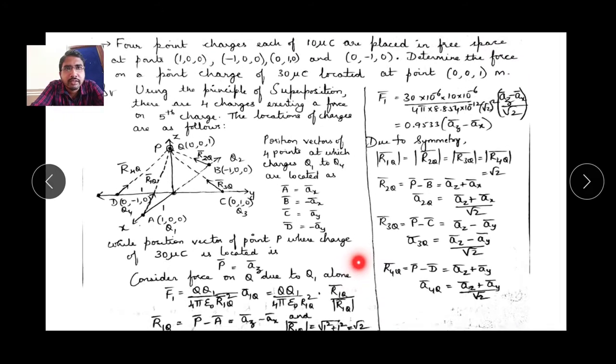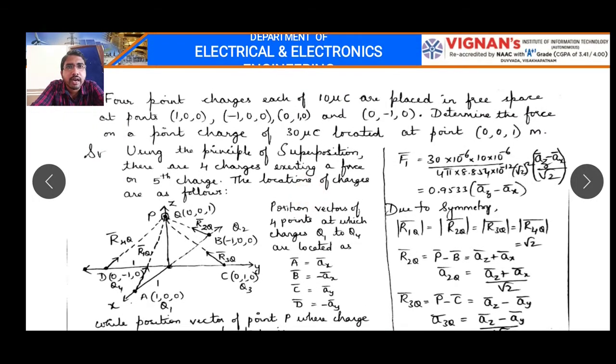Next, let us see one example on how to find the force acting on a charge with the help of Coulomb's law. See the problem: 4 point charges, each of 10 microcoulombs, are placed in free space at these points. See, 1 0 0 means it is a point on the x-axis. Here is point A, and here charge q1 is placed. Minus 1 0 0 means the negative side of the x-axis, this is point B, where a charge is placed. 0 1 0 means a point on the y-axis. 0 minus 1 0 means a point on the negative y-axis.